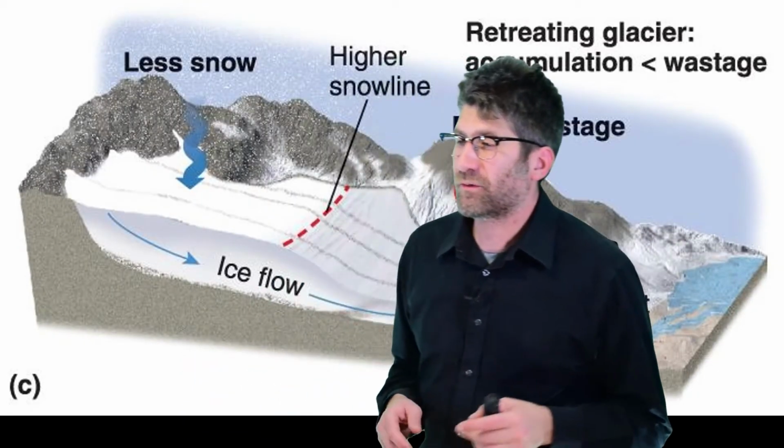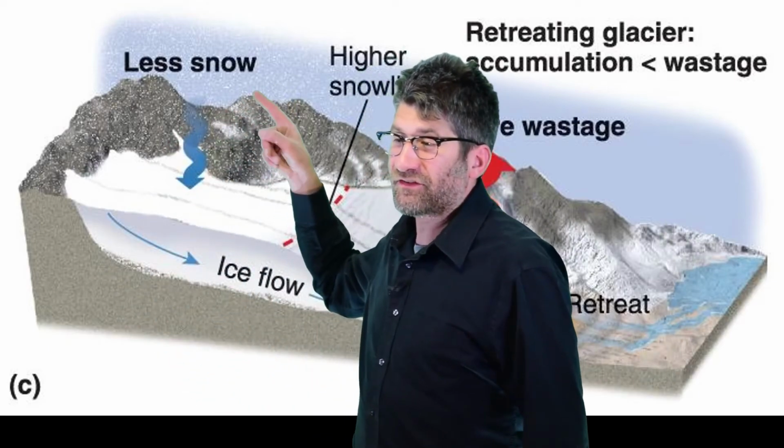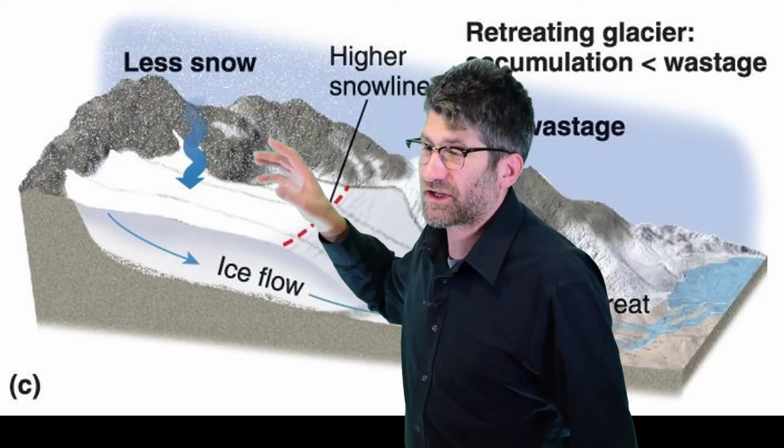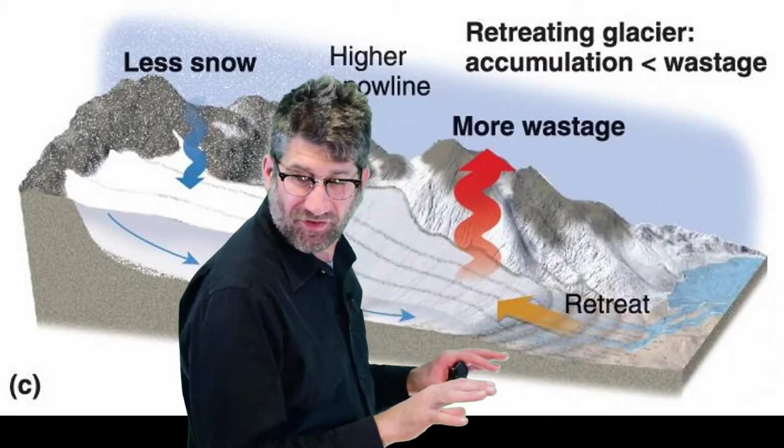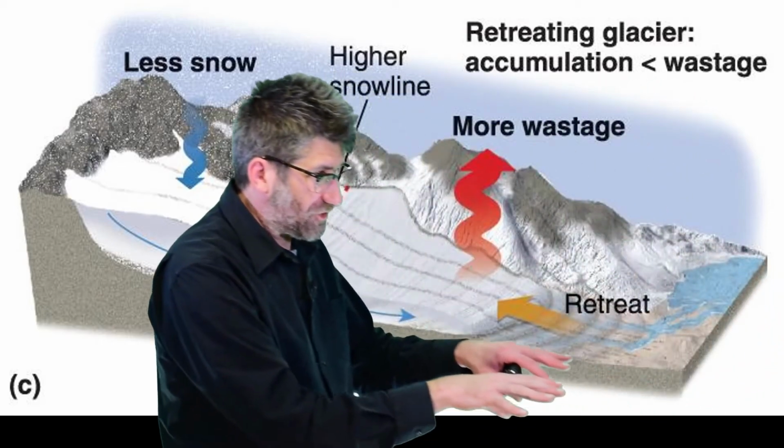We can go the other way too. Let's say that we get less snow on our glacier, and so now because of that, we have more mass coming out the bottom of this thing. And in this case, instead of marching down, our glacier is actually receding.